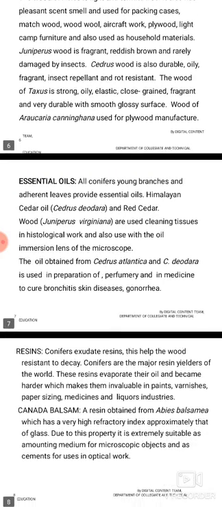Coming to the resins. Conifers exude resins. This helps the wood resist decay. Conifers are major resin yielders of the world. These resins lose their oil by evaporation and become harder, which makes them invaluable in paints, varnishes, paper sizing, medicines, and the liquor industry.